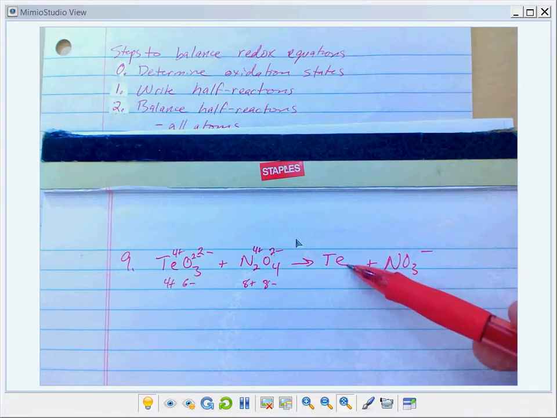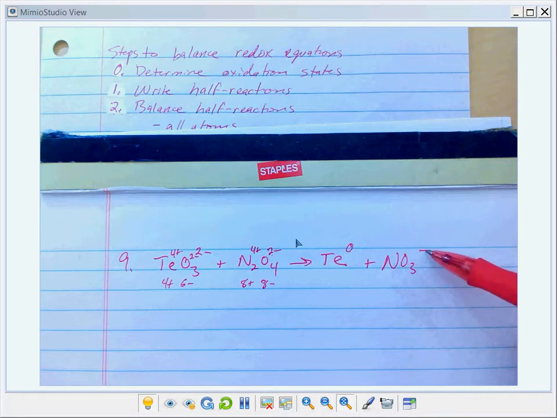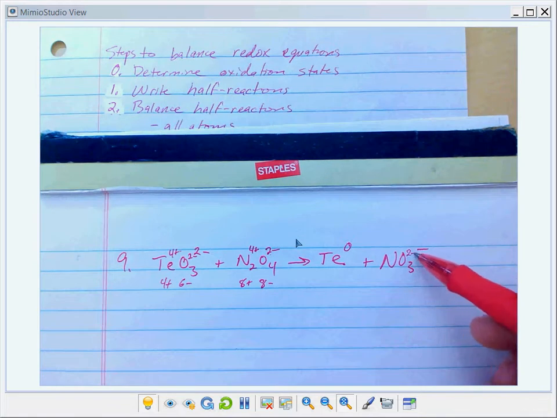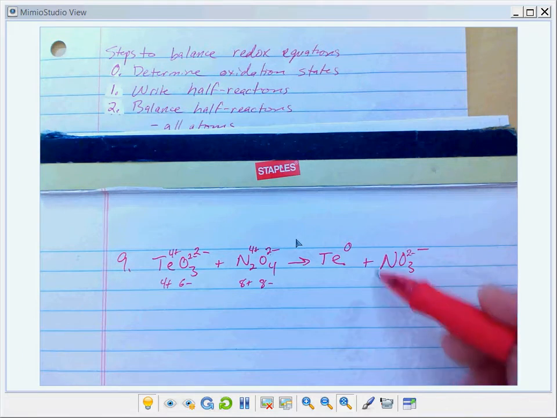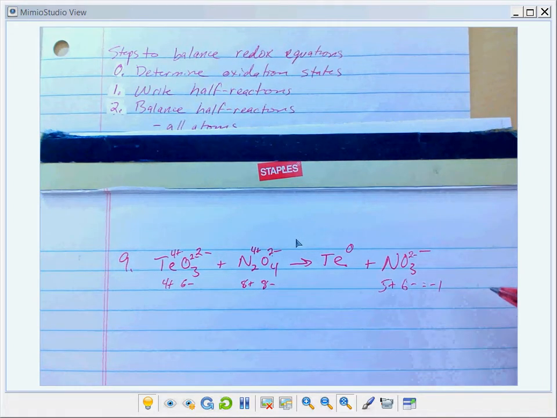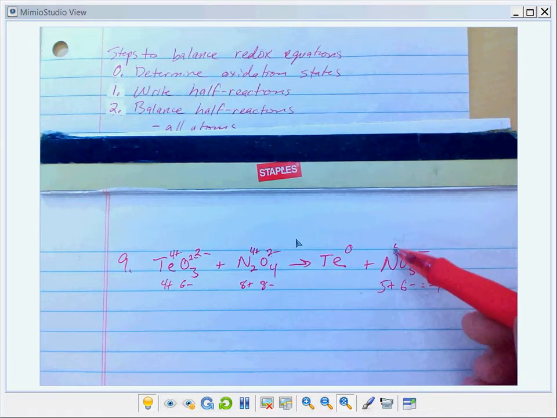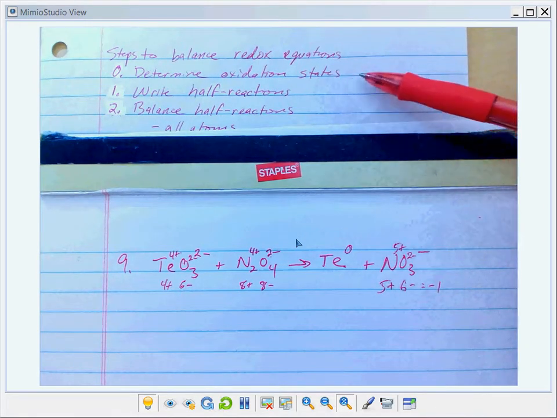Over here, tellurium's an element alone, so it's 0. And over here, nitrate has a -1 charge for the entire ion. Each of the oxygens is 2-. Overall, they're 6-. So the nitrogen has to balance out the 6- enough to leave only a -1. So that means it has to be 5+. So 5+ and 6- is the -1. All right, so 5+. So I've just finished step number 1 here, determine oxidation states.